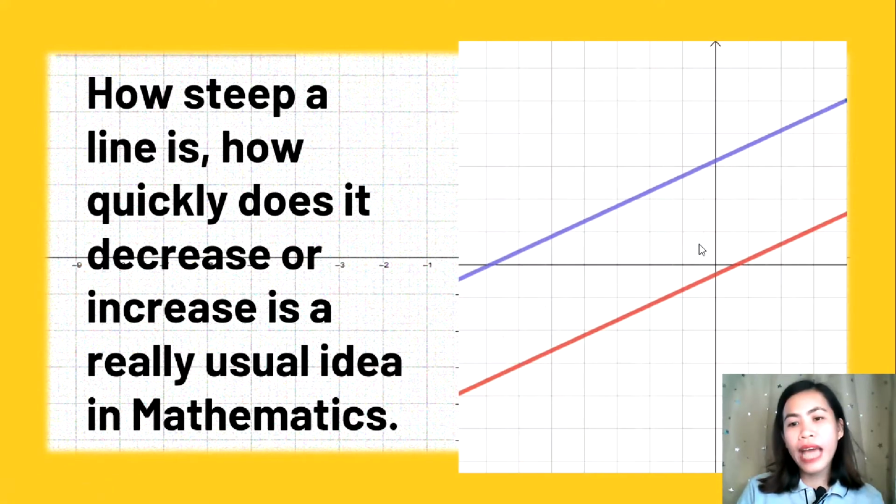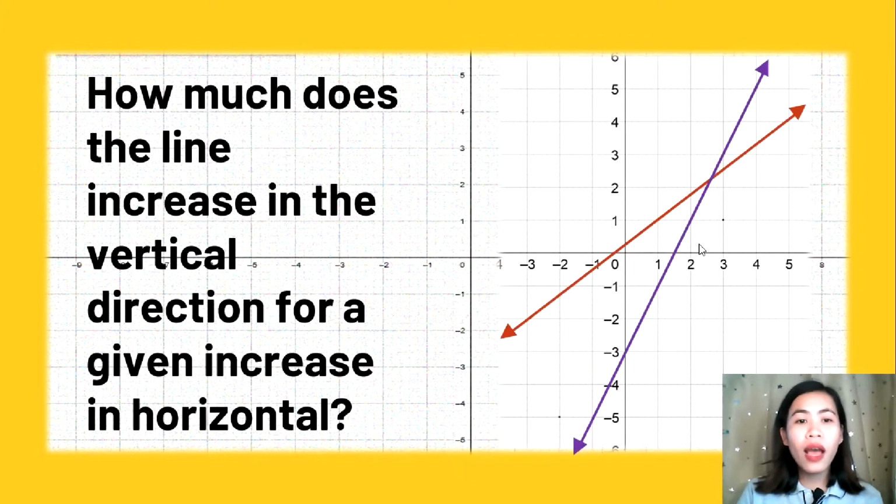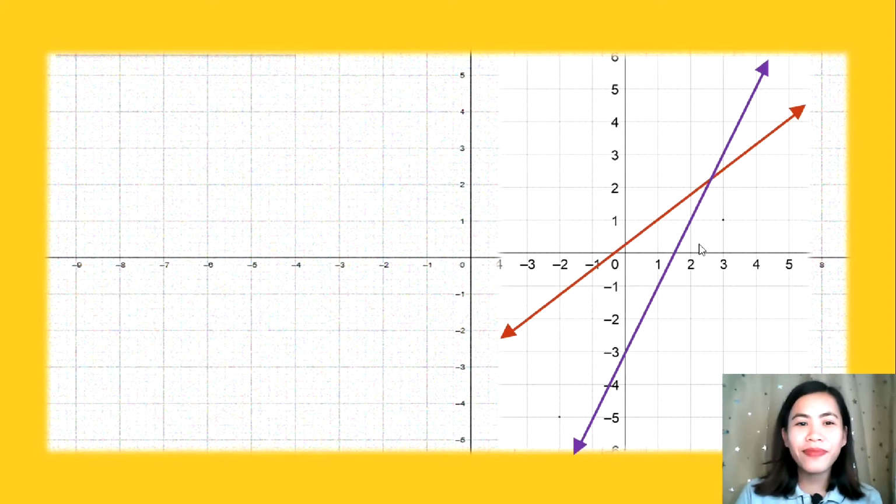But what if we have these two lines? Ang hirap malaman alin ba sa dalawa yung mas matarik. For us to have a definite answer, we can represent the steepness of a line in a numerical value or numerical figure. And paano natin siya gagawin? We have to know how much does the line increase in the vertical direction for a given increase in horizontal.